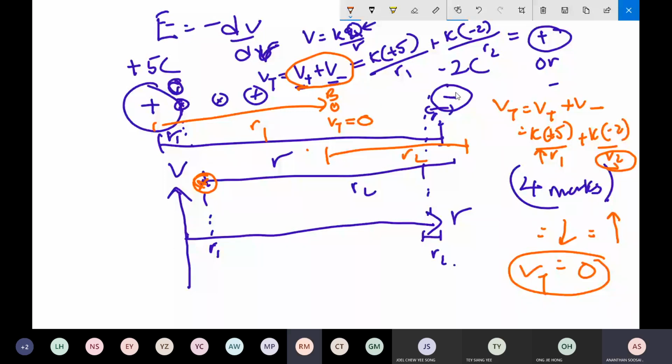Close to negative. Very good. So the 0 happens close to negative. Why? Because the charge of negative is small, 2, and the charge of positive is big. So the cancellation will happen close to the negative.